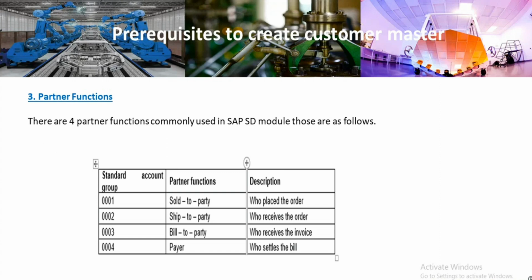And next will be the partner function. There are 4 partner functions commonly used in SD, which I have already mentioned. That is SP, that means sold-to party, who places the order. Next will be the ship-to party, who will receive the order, the bill-to party, who receives the invoice, and the payer, who will settle the bill. These are the 4 standard partner functions we are using, or alternately we are using carrier and sales employee also. Based on the client requirement we can add those partner functions.